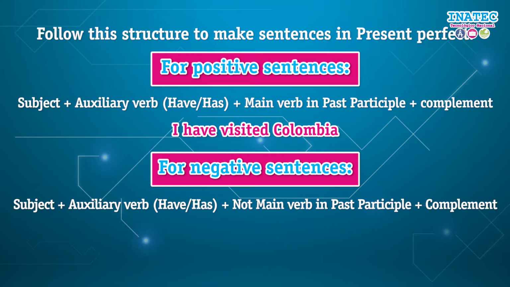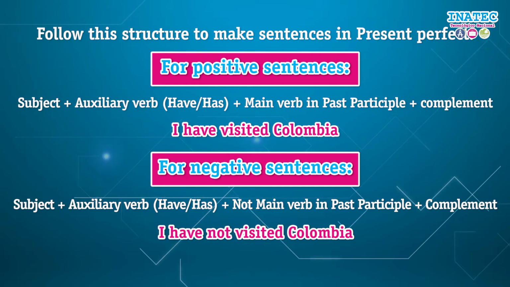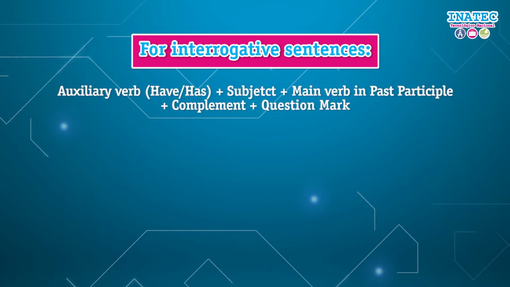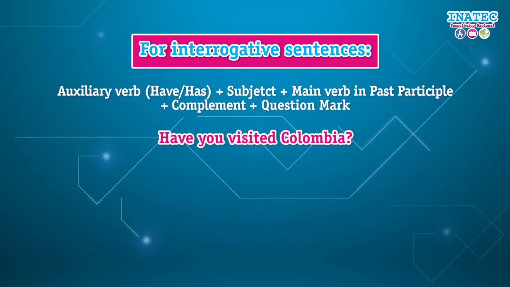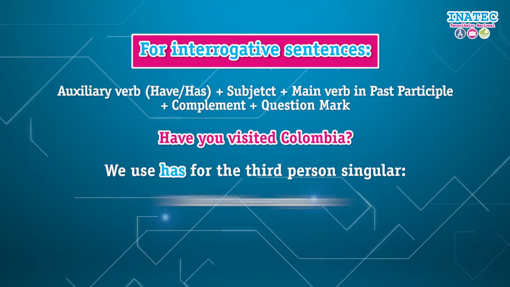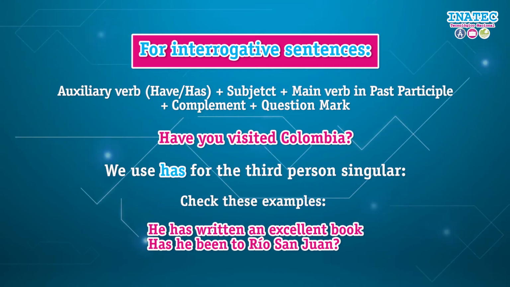For negative sentences, subject plus auxiliary verb have or has plus not plus main verb in past participle plus complement. I have not visited Colombia. For interrogative sentences, auxiliary verb have or has plus subject plus main verb in past participle plus complement plus the question mark. Have you visited Colombia? We use has for the third person in singular. Check these examples. He has written an excellent book. Has he been to Rio San Juan?